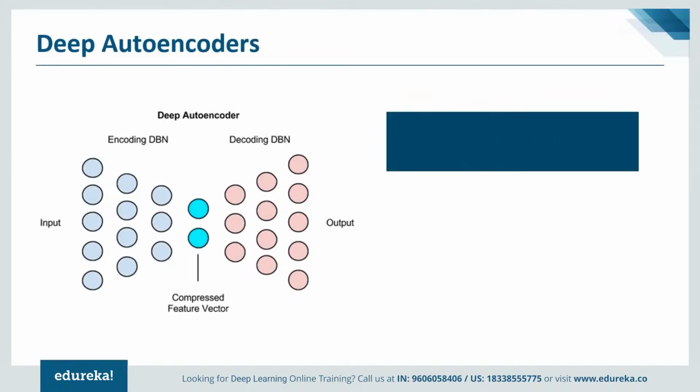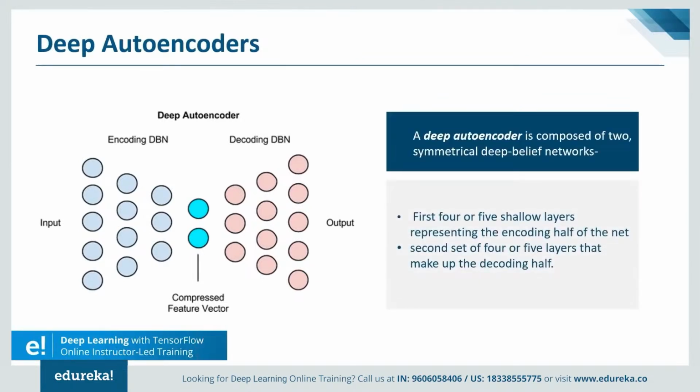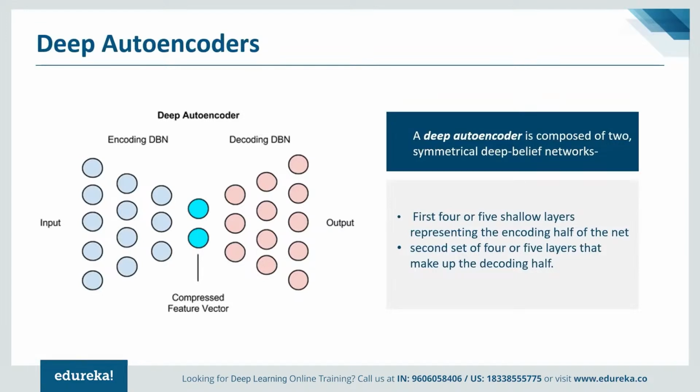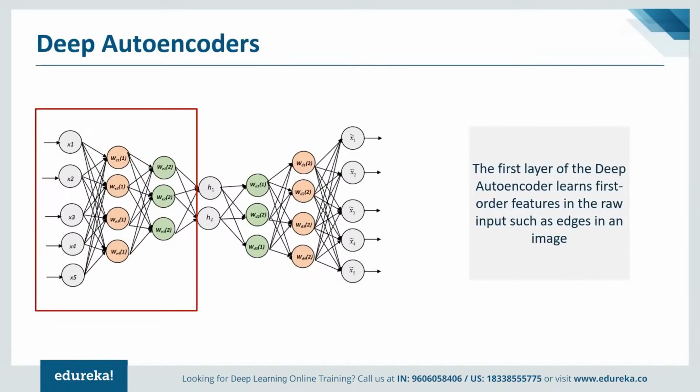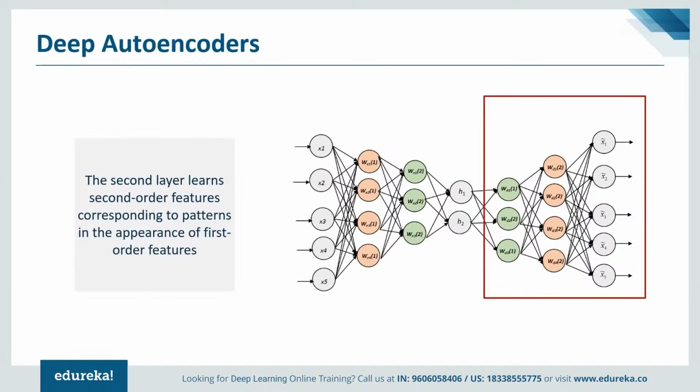The next one is the deep autoencoders. Now, the extension of the simple autoencoder is basically the deep autoencoders. The only difference to its simpler counterpart is the number of hidden layers. The additional hidden layers enable the autoencoder to learn mathematically more complex underlying patterns in the data. The first layer of the deep autoencoder may learn first order features in the raw input. The second layer may learn second order features corresponding to patterns in the appearance of first order features. Deeper layers of the deep autoencoder tend to learn even higher order features.